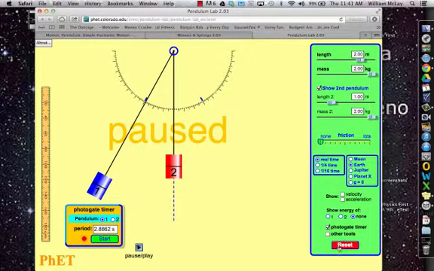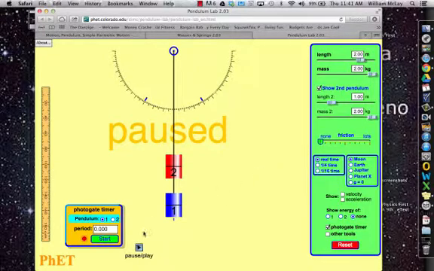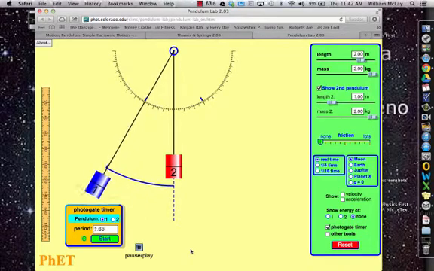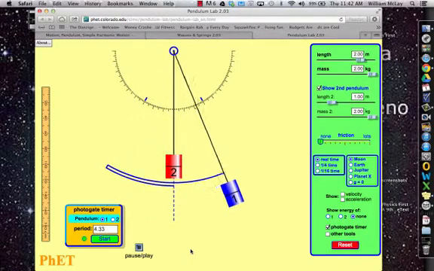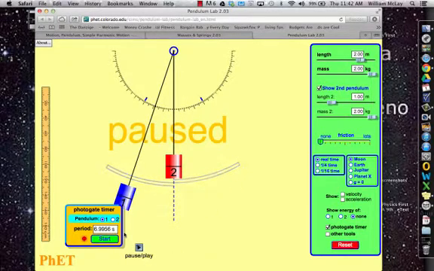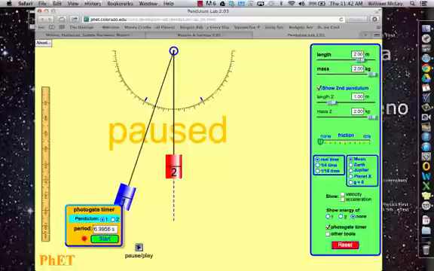But that's here on Earth. What if we go to the moon, where gravity is much less? So we're going to let it go on the moon. Much longer period with lower gravity. So the two things that appear to affect the motion of a pendulum are the length of the string and the gravity surrounding it. The mass has nothing to do with it.